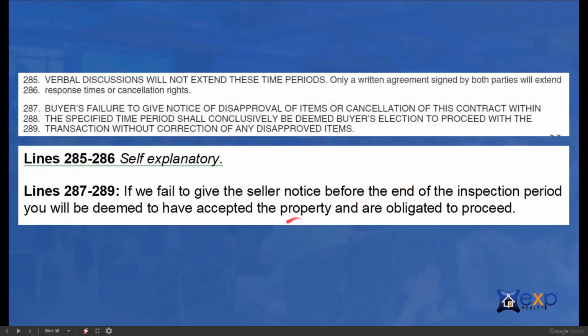That's correct. So a lack of response on the 5th day by the seller is the same as the seller saying, no, I'm not going to fix anything you asked for. Any questions? So if that happens then, Mark, the buyer has 5 days to respond to the seller to say I'm out. Exactly. Got it.